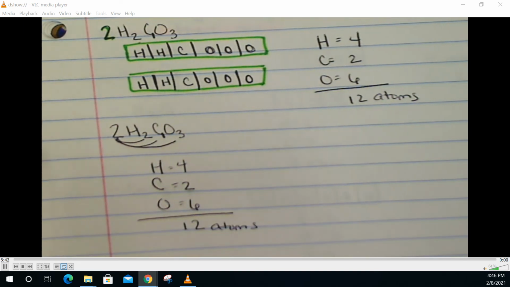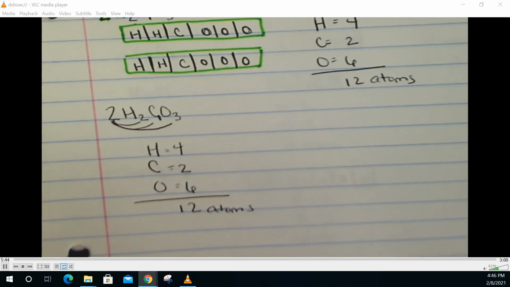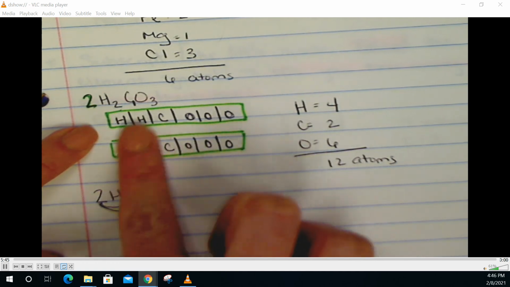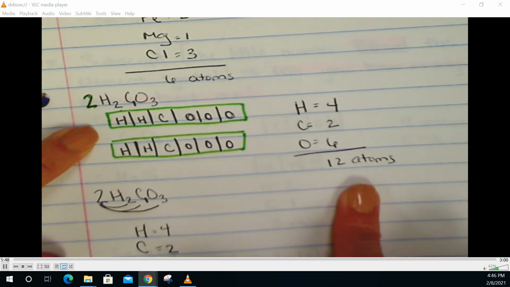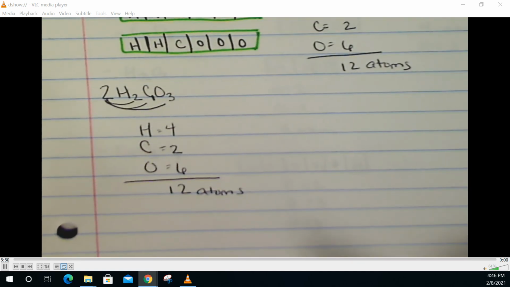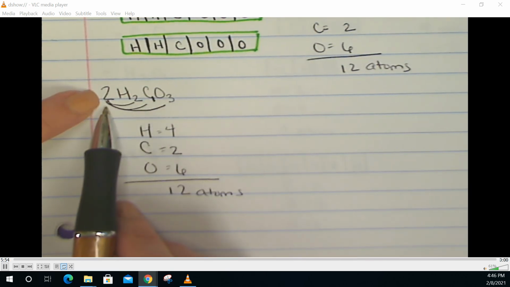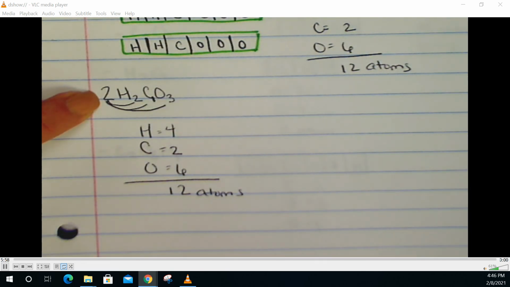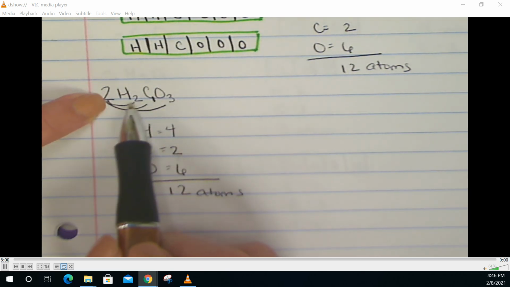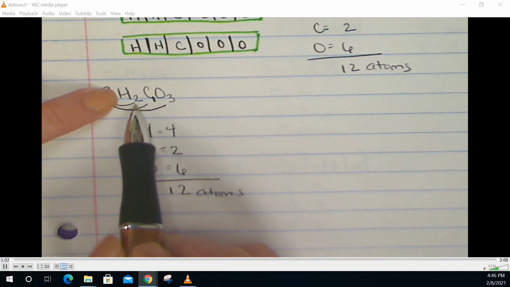So you get to choose which one makes the most sense for you. If drawing it out like a visual representation and then counting out the atoms, that's totally fine. If you like the math way where you get to distribute your molecules. So this big 2 tells me that I have 2 molecules, and if I wanted to figure out how many atoms I have in total, that's why we multiply, because each molecule has 2 hydrogen atoms.